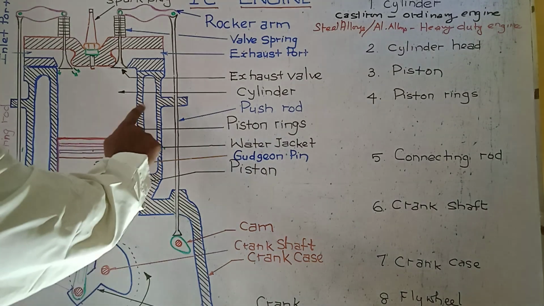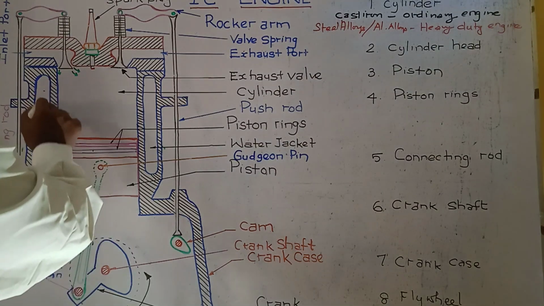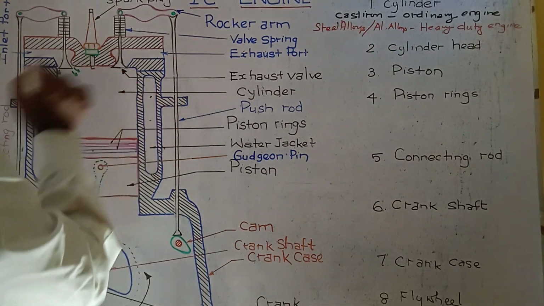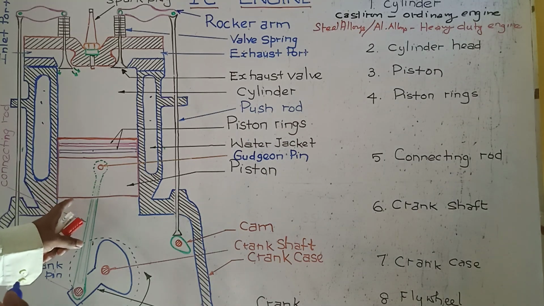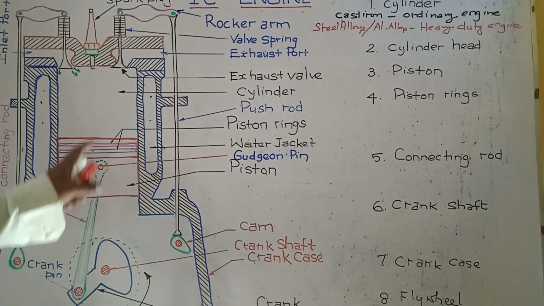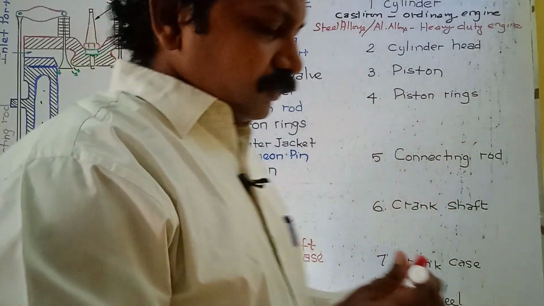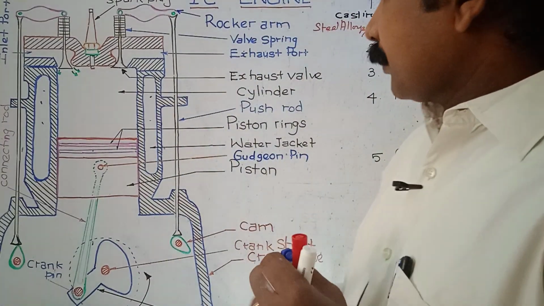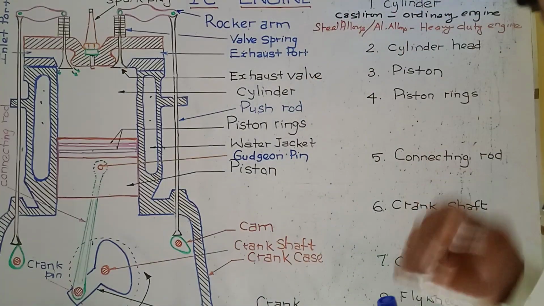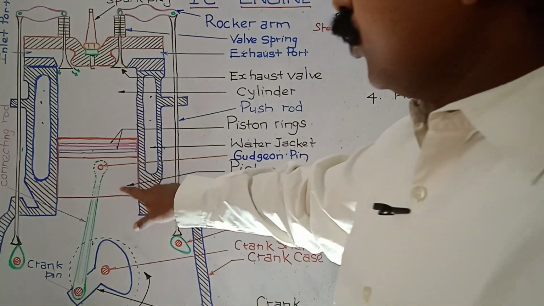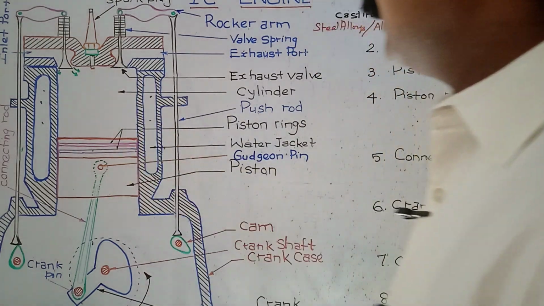It is surrounded by a water jacket to cool the engine, because of the heat produced by the to and fro movement of the piston and the combustion process. The piston moves to and fro in order to produce the power in the engine.